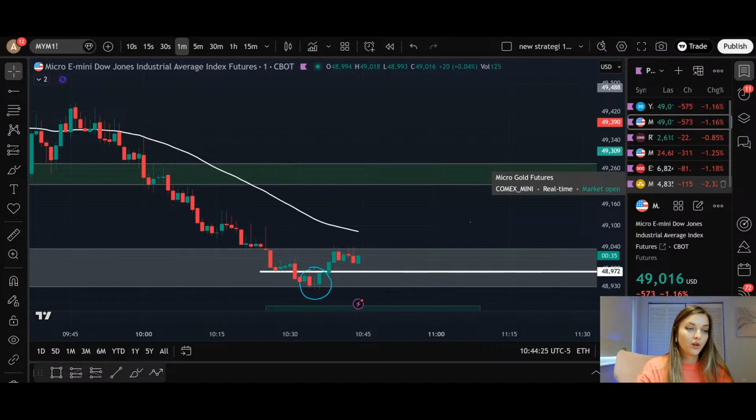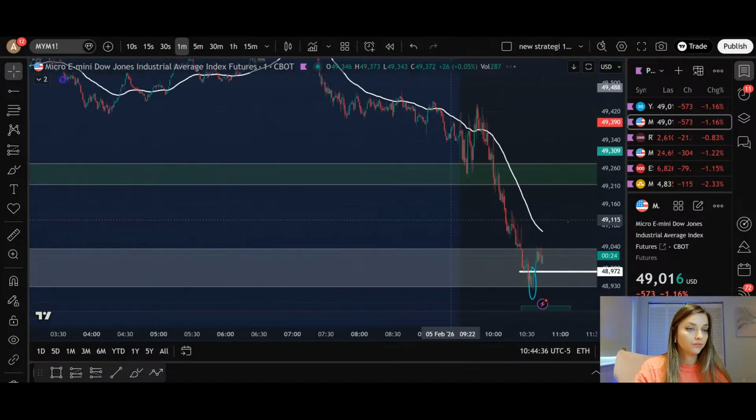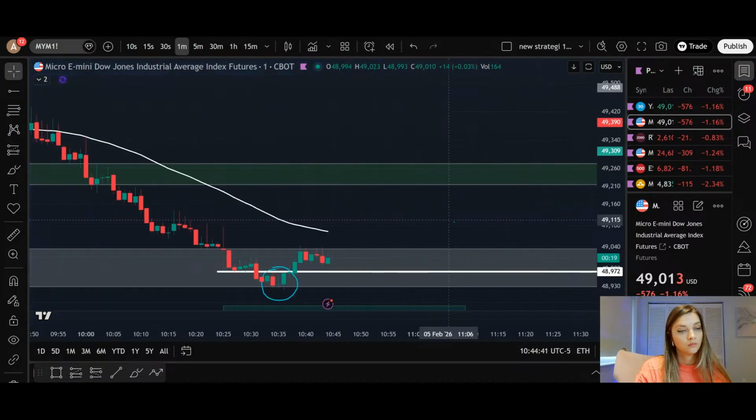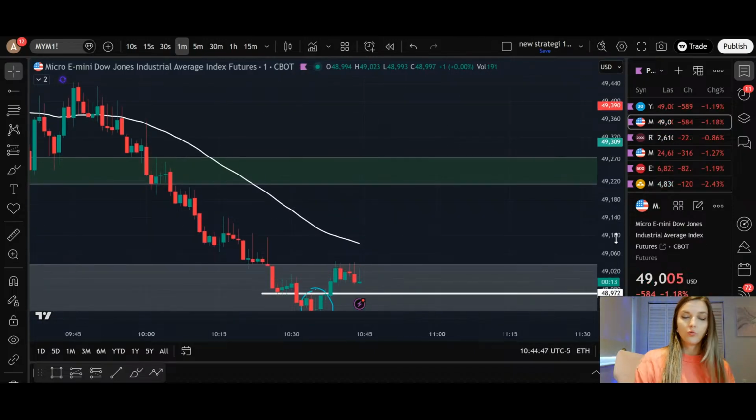We're waiting for the price to go above the EMA. I'm waiting for the price to go above the EMA for an entry. Farhan, did you get in for the long?